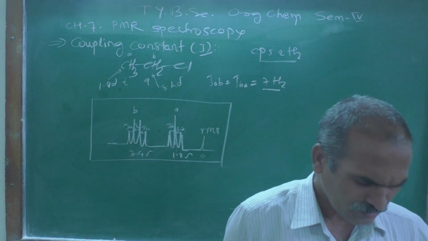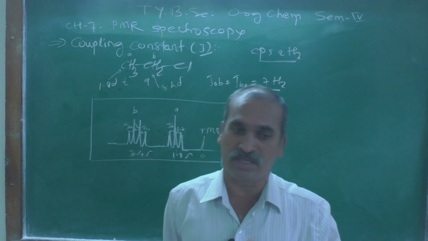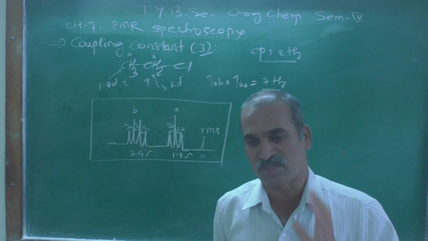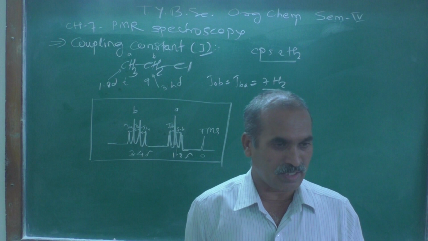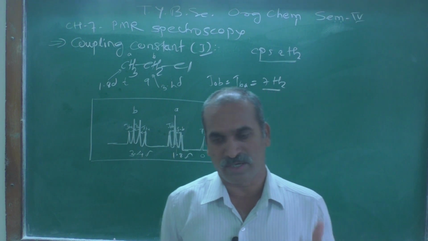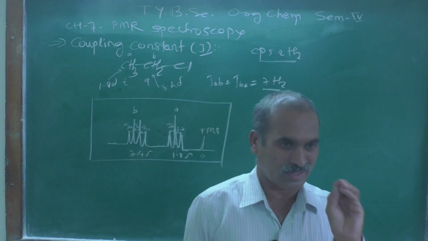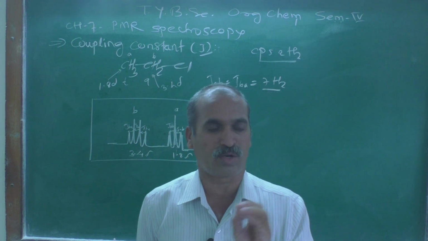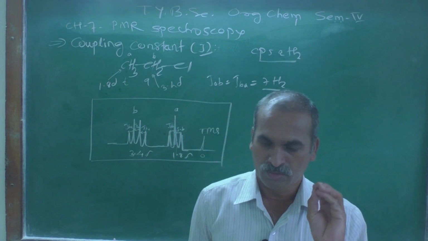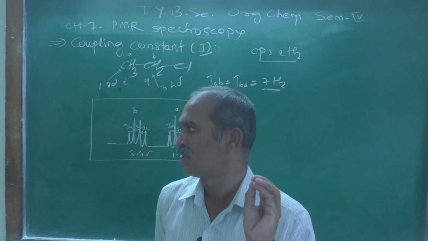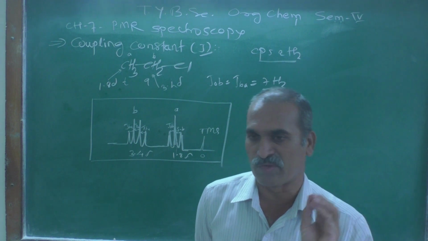There are different types of coupling we have discussed in our previous lecture: the first is vicinal coupling or 1-4 coupling, the second is known as geminal coupling or 1-3 coupling, and the third is long range coupling. But long range coupling we are not going to discuss at this level. Only two coupling constants we are going to discuss: one is geminal coupling and the other is vicinal coupling.